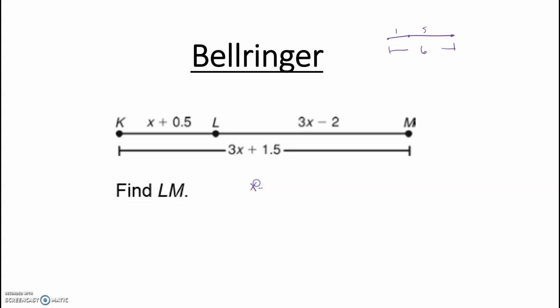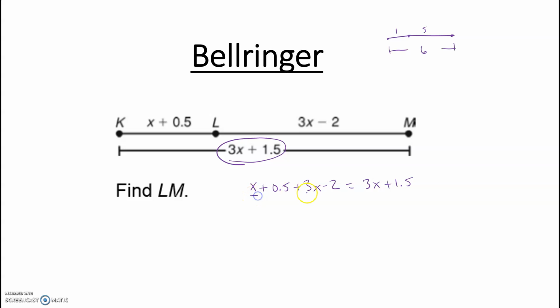So let's add our pieces. X plus 0.5 plus, we're going to add our pieces, 3x minus 2. Those are our two pieces. And they should add up to equal the whole thing, which is 3x plus 1.5. Now that was the only geometry. The segment addition postulate was the only geometry to this problem. Everything from here on out is algebra.